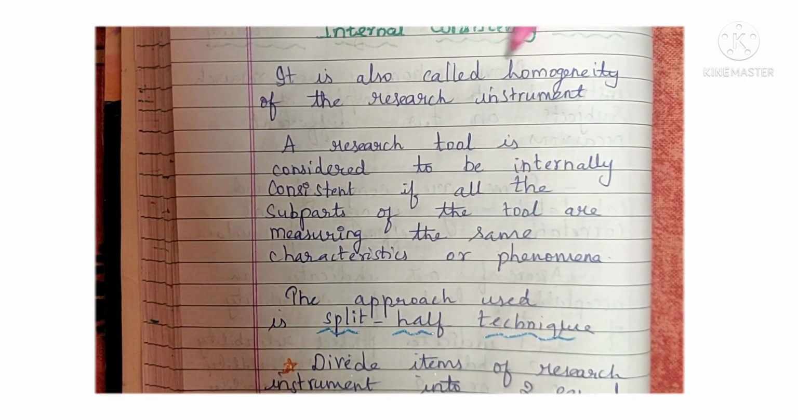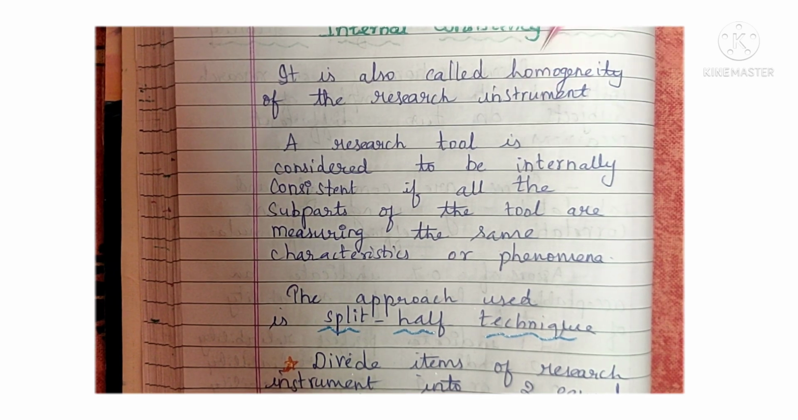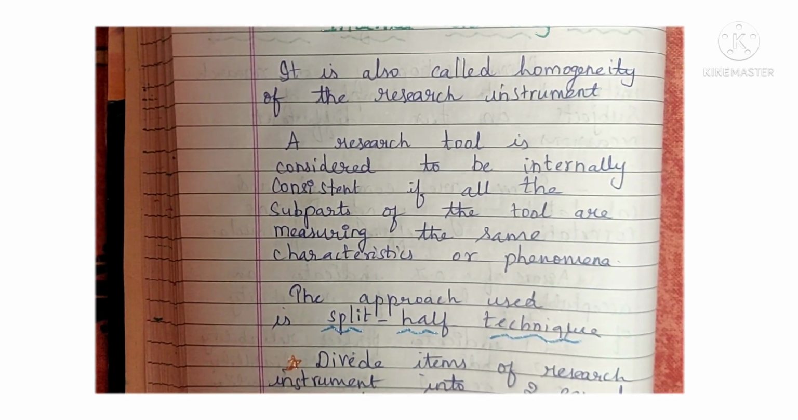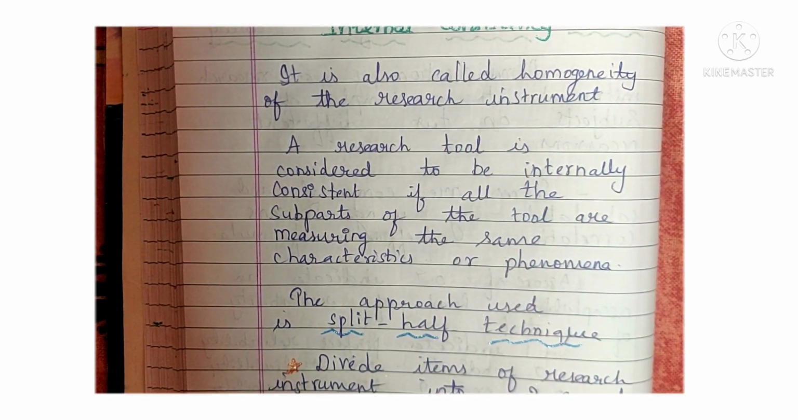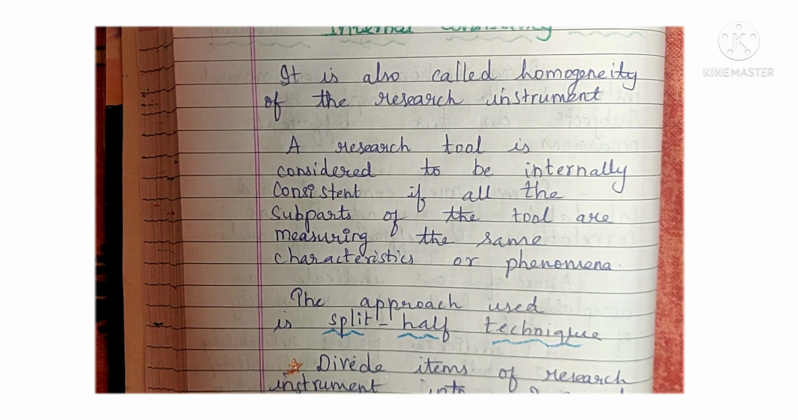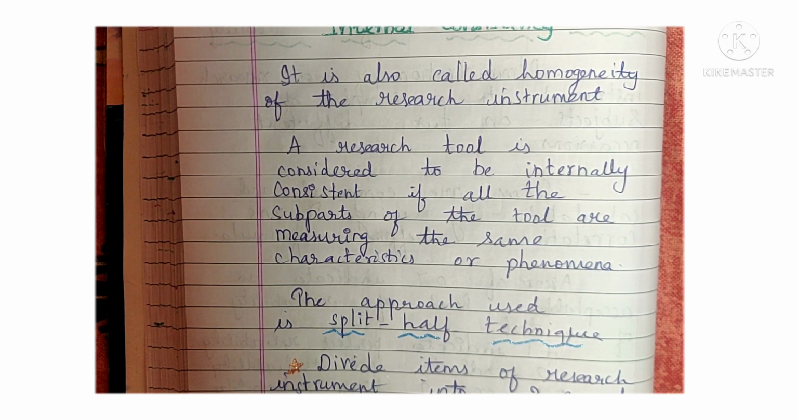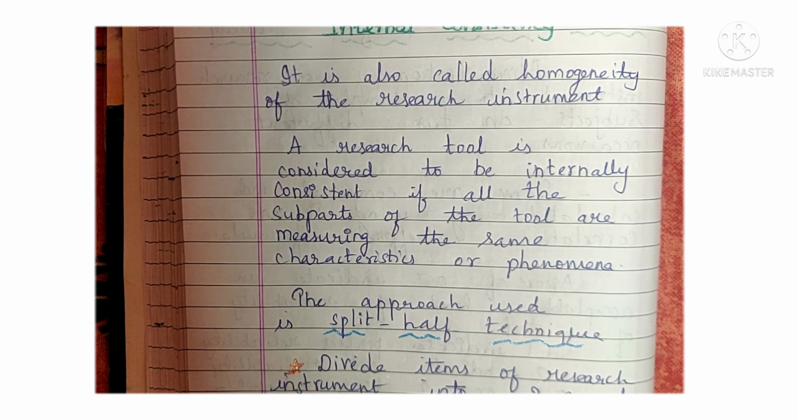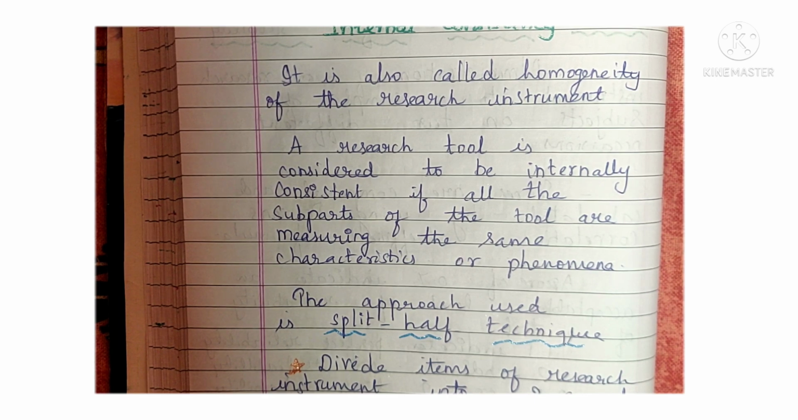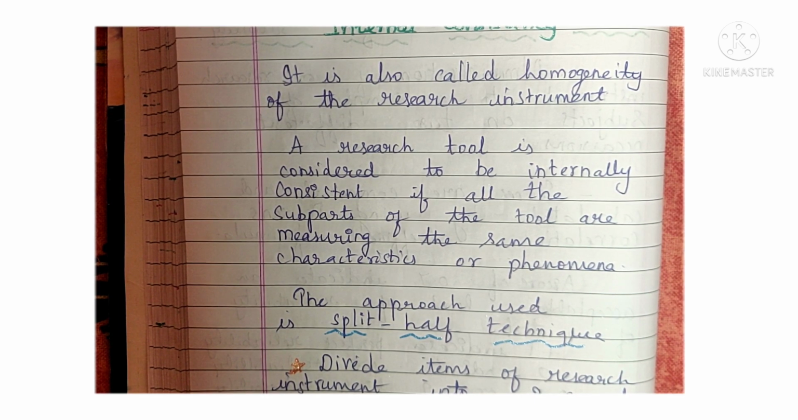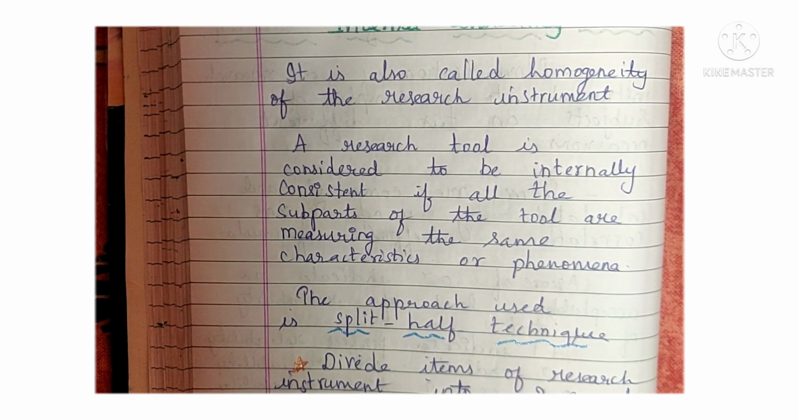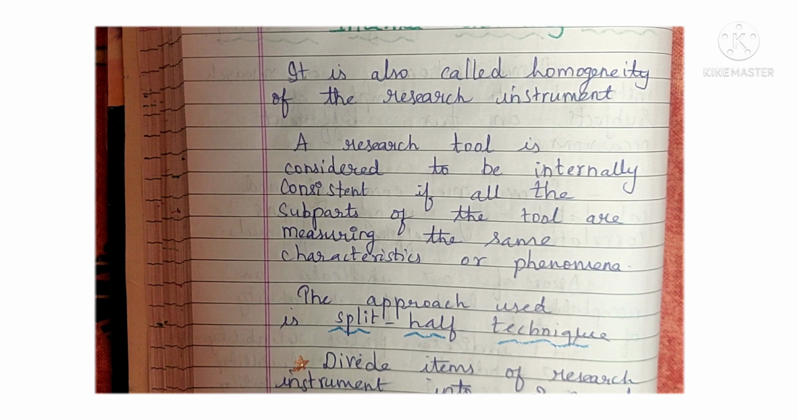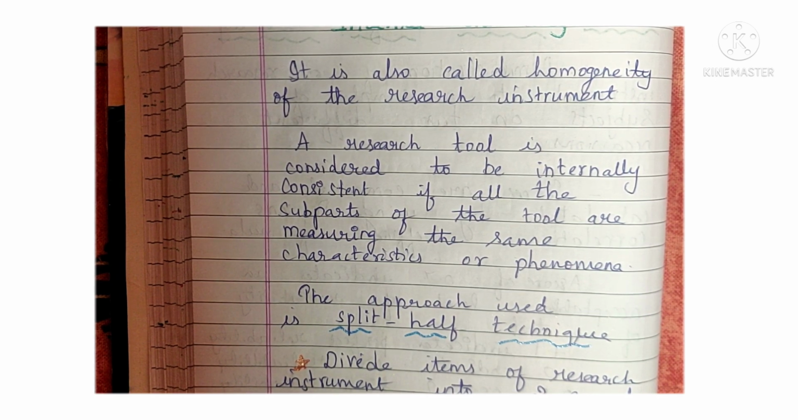It is also called homogeneity of the research instrument. Homo means same. Homogeneity means same, in the research instrument you are going to formulate. Suppose you are formulating a tool to assess knowledge on hypertension. Your questions should be based on hypertension. If you have formulated 20 questions, all 20 should be related to hypertension. Otherwise, if 10 questions are on hypertension and 10 on epilepsy, then there is no interrelation.